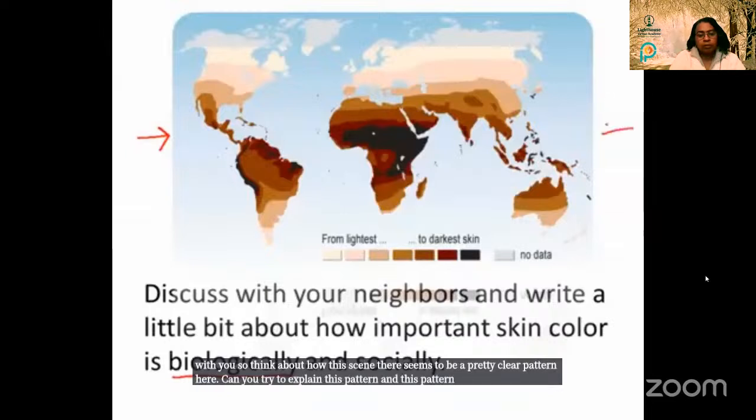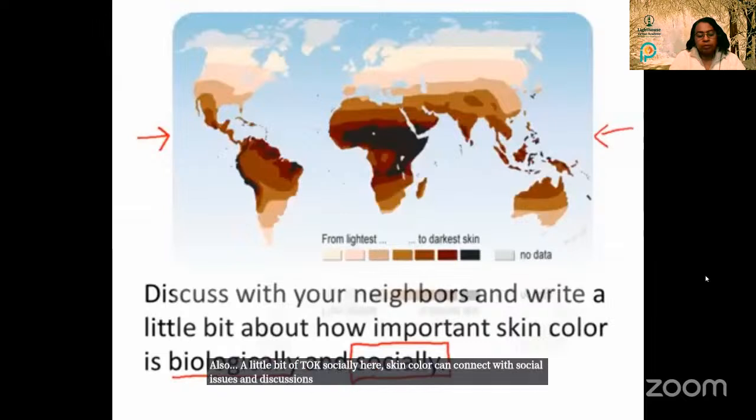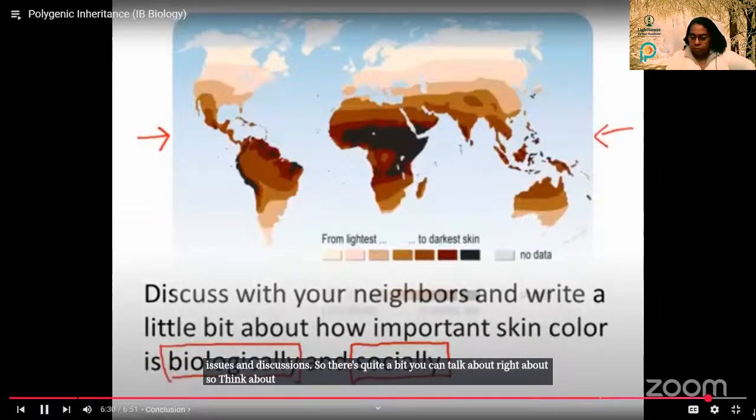And also, a little bit of TOK socially here, skin color can connect with social issues and discussions. So there's quite a bit you can talk about, write about. So think about that and post your question.